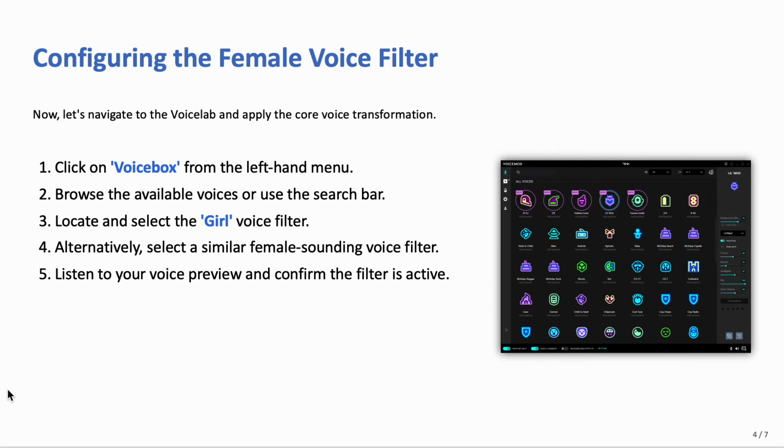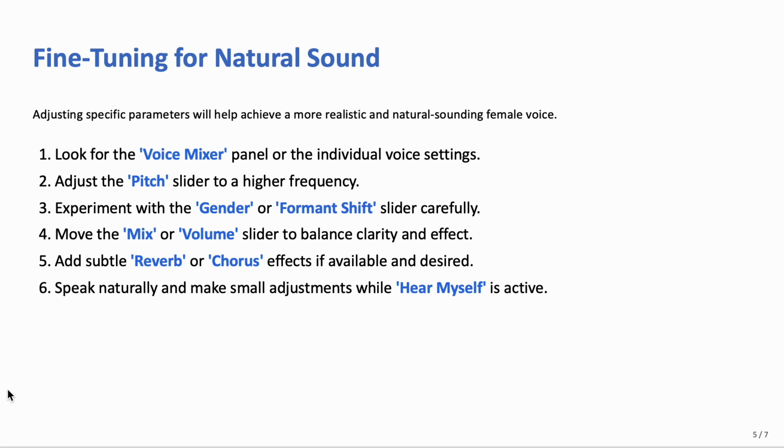Click the option of voice box and browse the available voices for the bar. Browse. Then locate the select girl voice filter. Alternatively, select the smaller female sounding voice filter. Listen to your voice preview and confirm the filter is active. Then fine tune for the natural sound.